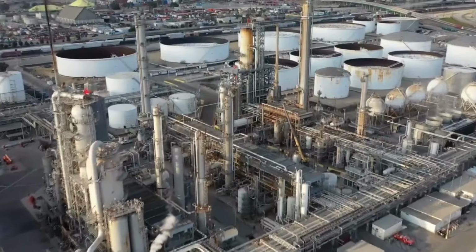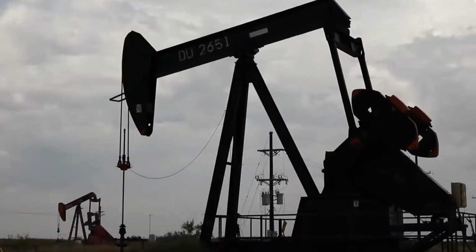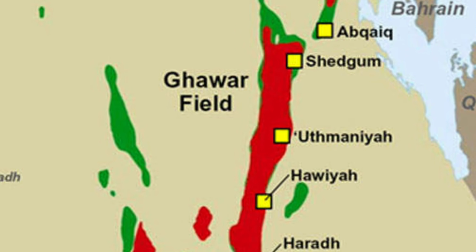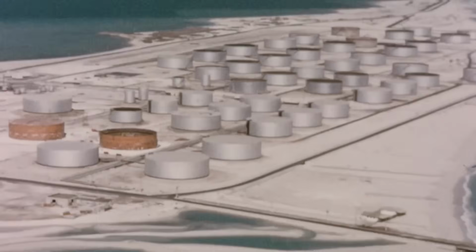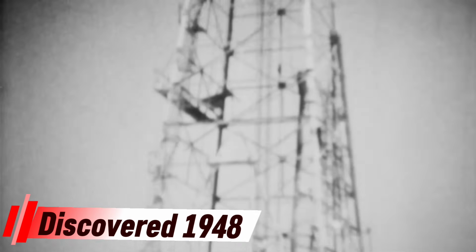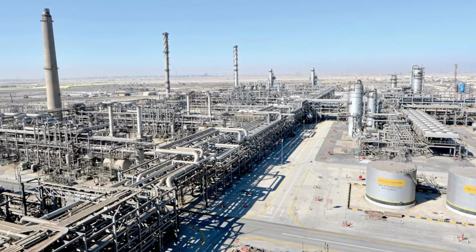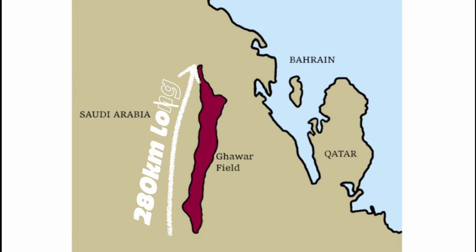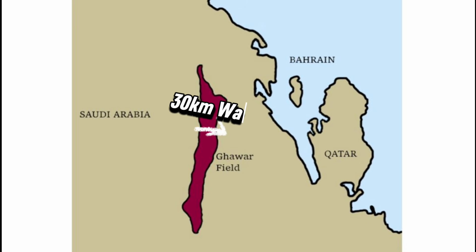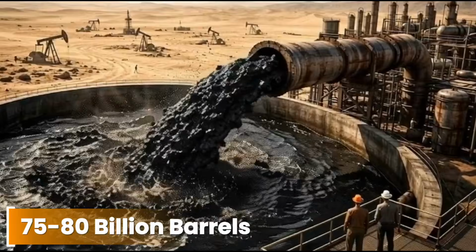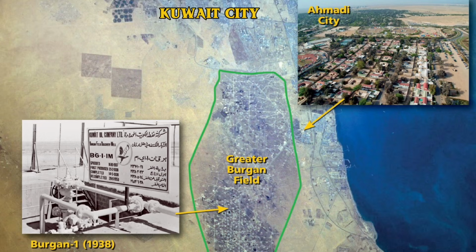4 of the world's 5 largest oil fields are located in the Middle East. Ghawar oil field. This oil field, located in Saudi Arabia, was discovered in 1948. It is the world's largest oil field. It is about 280 kilometers long and 30 kilometers wide. It has 75 to 80 billion barrels of oil reserves.